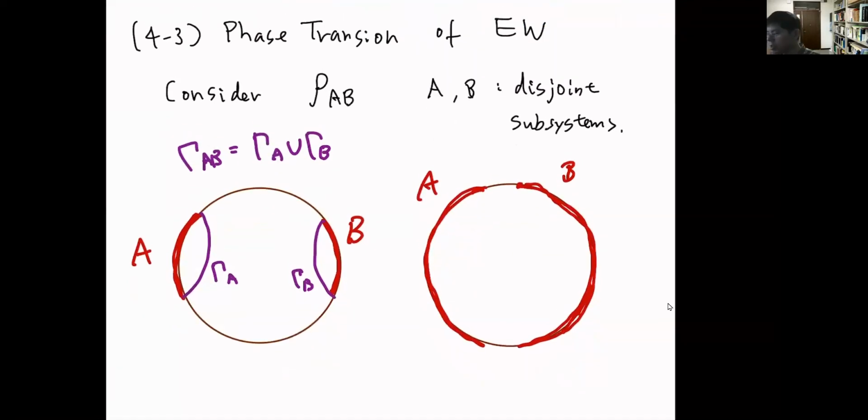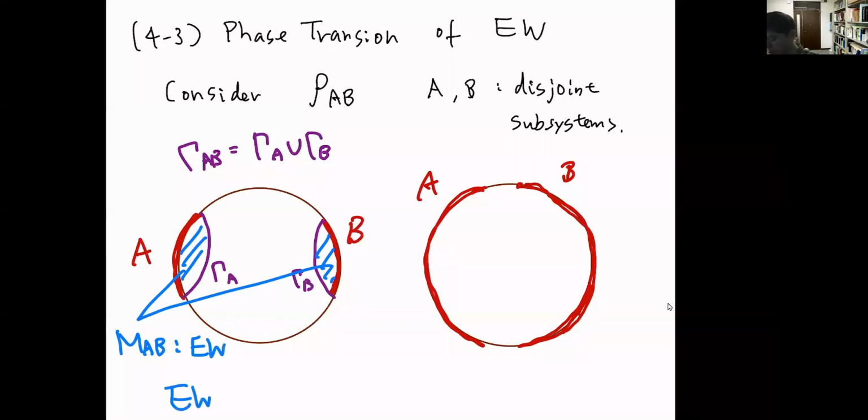In this case, where is the entanglement wedge? The entanglement wedge is here. These two are MAB. This is the entanglement wedge. So the entanglement wedge is disconnected, and the mutual information is 0.